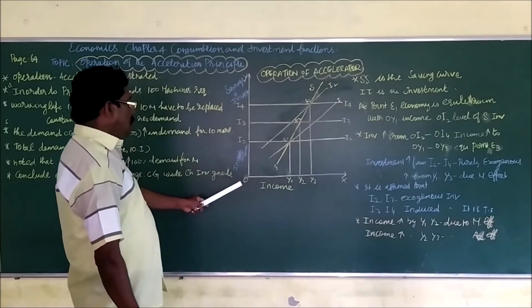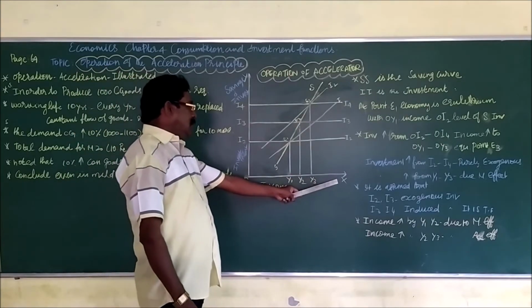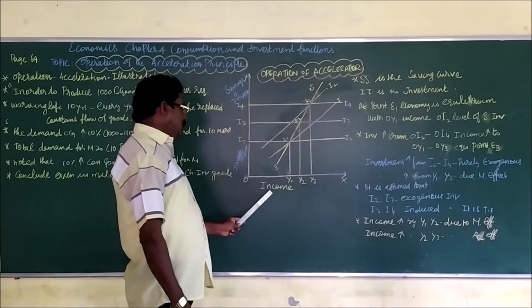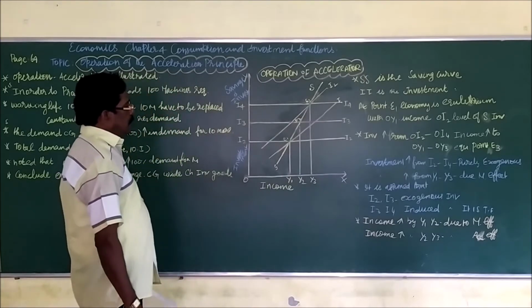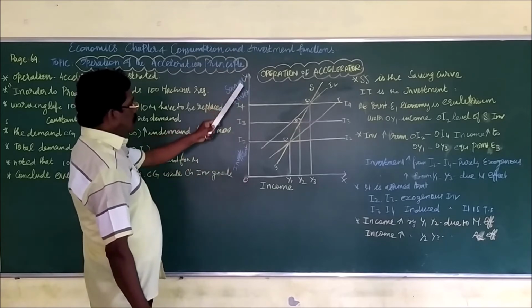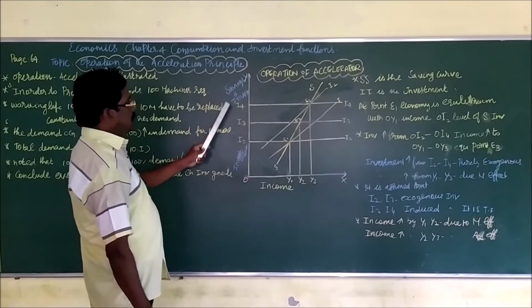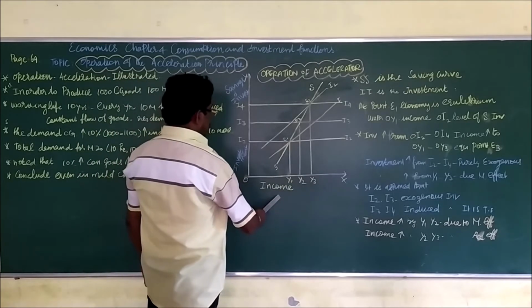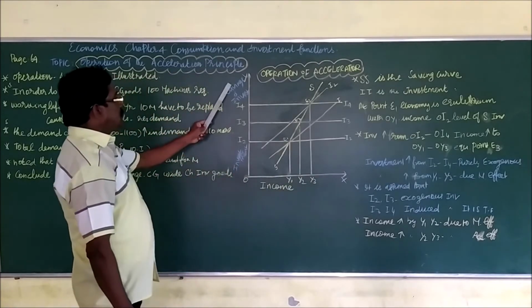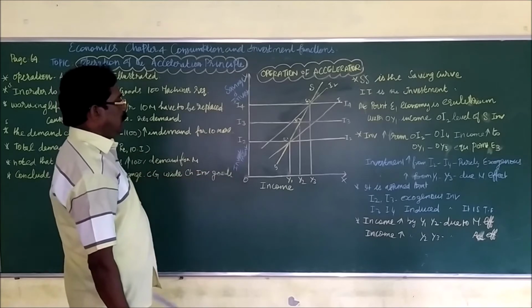There is the OX axis. The OX axis refers to the income of the people, and OY refers to investment and savings. So we refer to the OX axis as income and the OY axis as savings and investment.